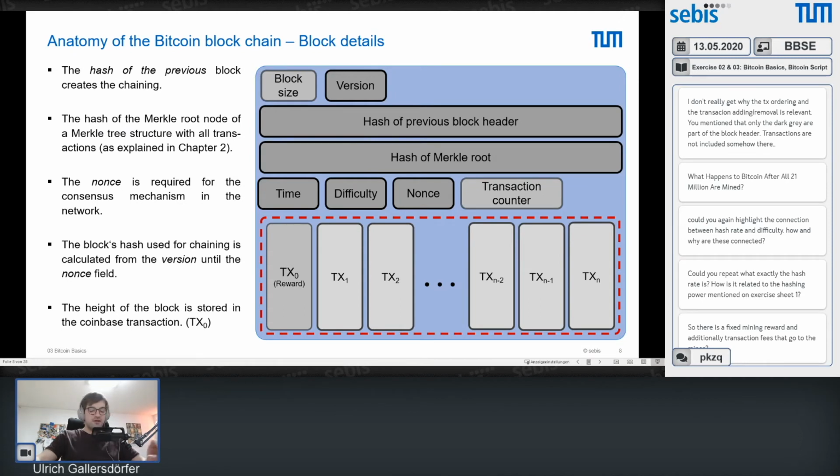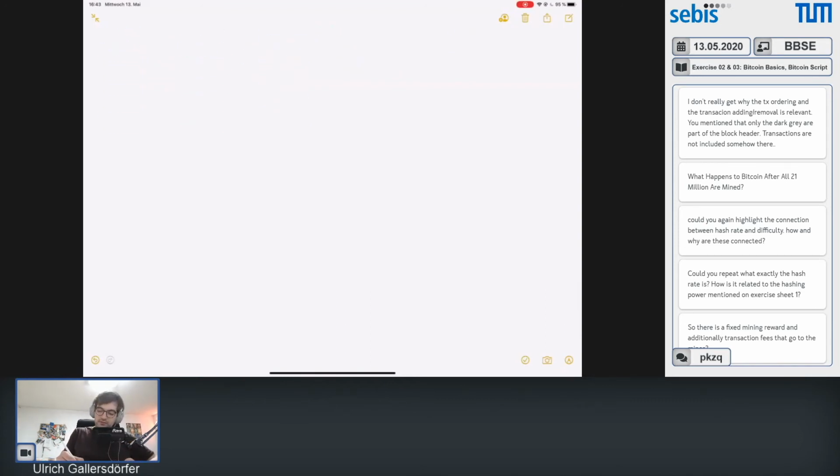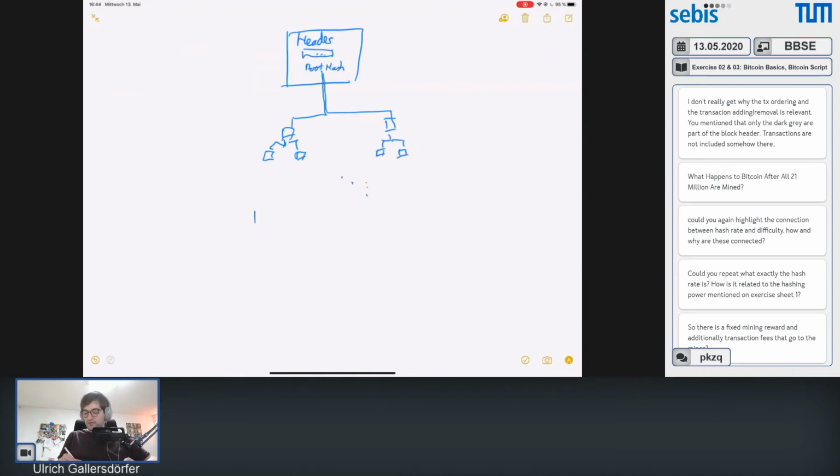I don't have it here right now, but let me just draw it for one second. So if you have your header, there is a lot of stuff in there. We don't care right now, and there is this root hash. And this root hash is basically the root hash of this Merkle tree. So all this calculation, you have to look at the slides if you want to see how it works. Not too complicated. And at the leaves are all these transactions.